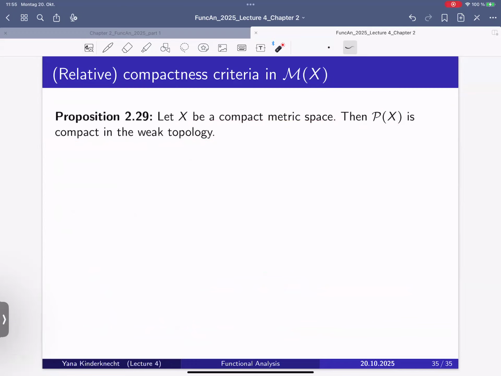If X is a complete separable metric space, then this is a Polish space. That is, again, a complete separable metric space with, for example, the Levy-Prokhorov metric. But also if X is compact, then the whole space of probability measures is compact in this topology. That's why, again, this is an important topology.